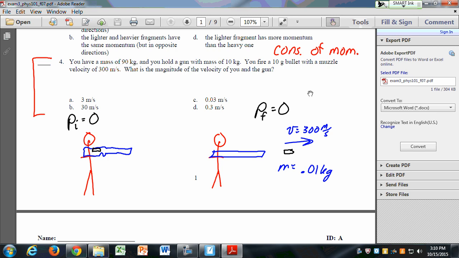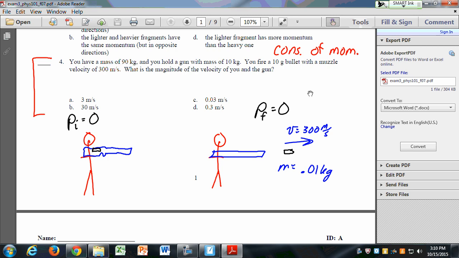We had a similar question on the concept test. Remember when Amy and Gwen were sitting on the lake, and initially they weren't moving, and then they pushed off with one another. One of them went away at one velocity, and one of them went away at another velocity. It's a similar problem here. This bullet goes away at 300 meters per second with a mass of 0.01 kilograms. So this guy, who has a total mass of 100 kilograms, is going to go backwards with a certain velocity. And that's what the problem is asking.